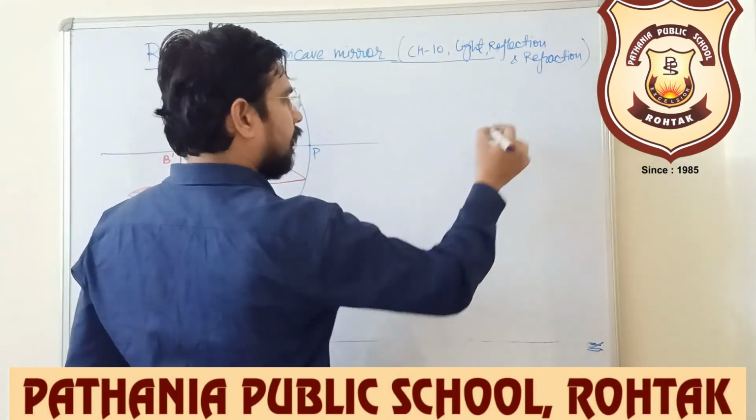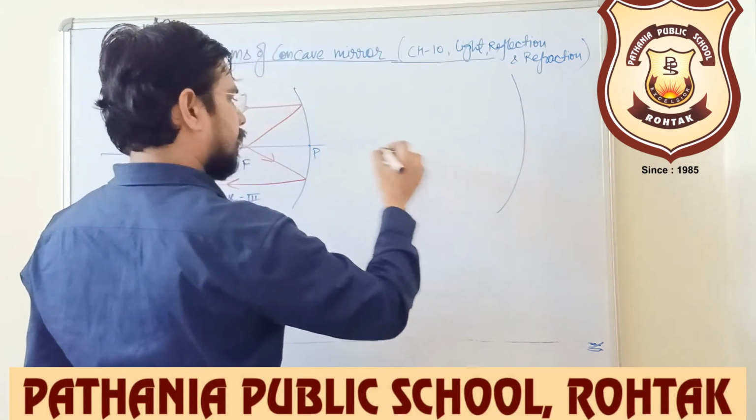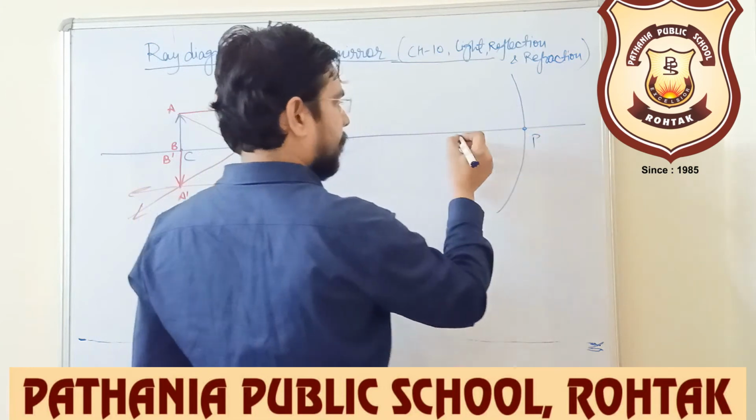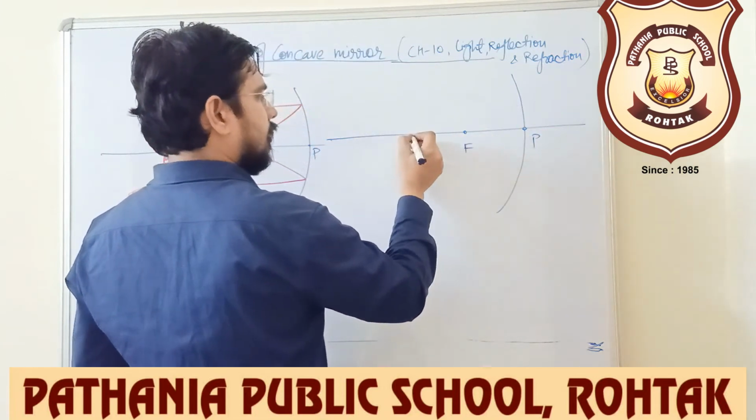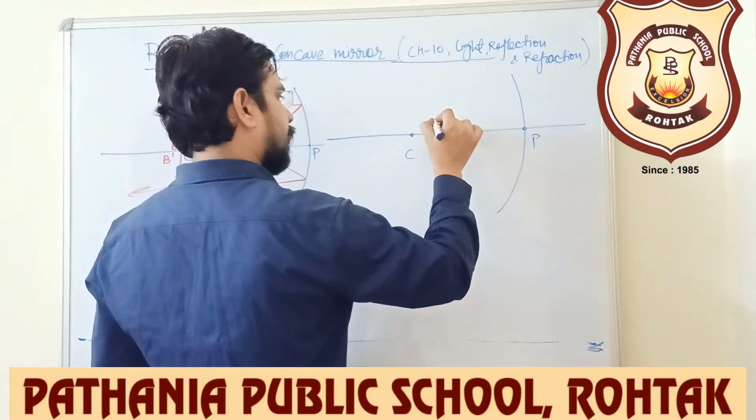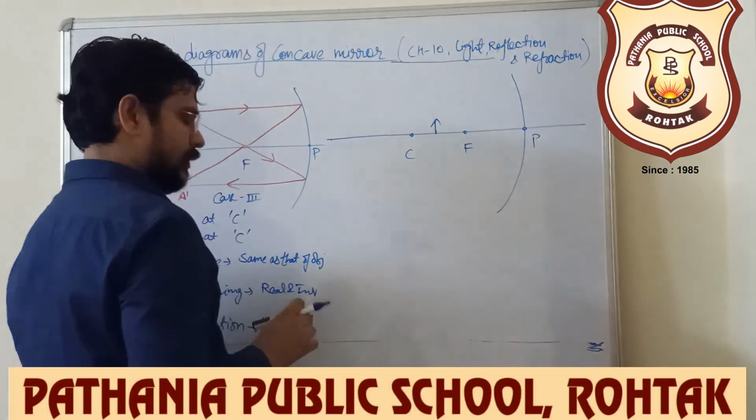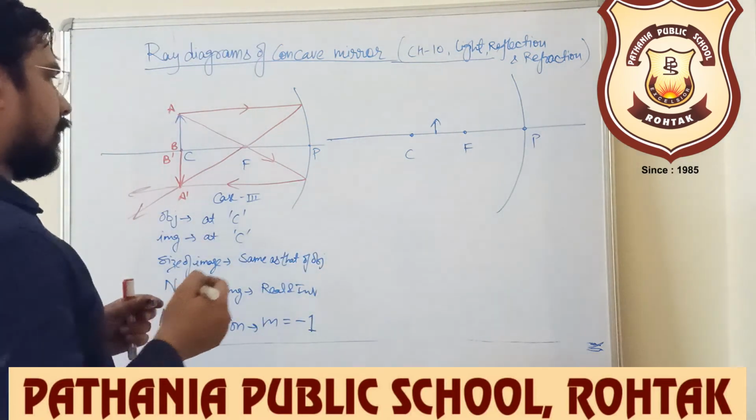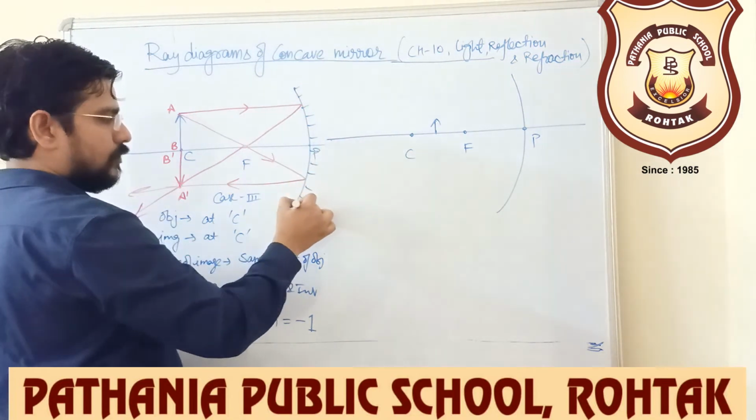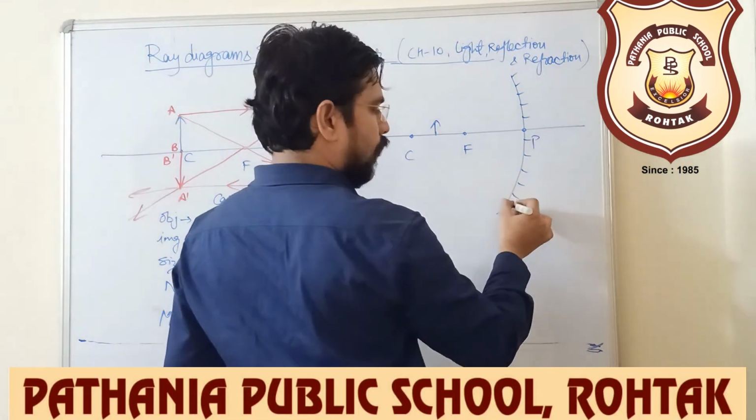Similarly, we are having case 4 for the concave mirror, with the pole, focus and center of curvature, and we are having the object in between the center of curvature and focus. Let me draw the rays of light again, and this side is the back side of the mirror. I always show them with such dotted lines. So this is the rear side of the mirror.